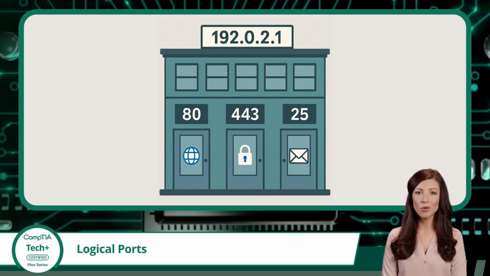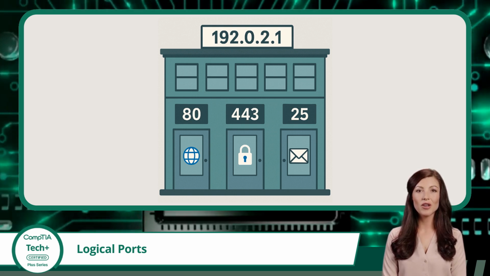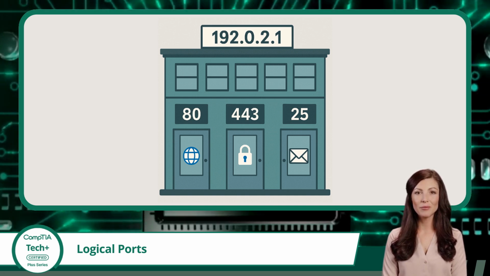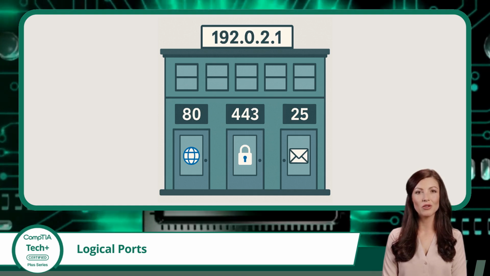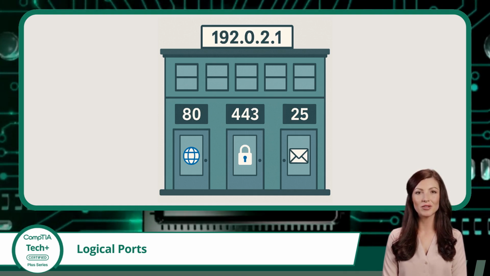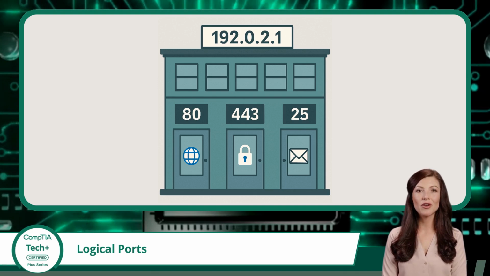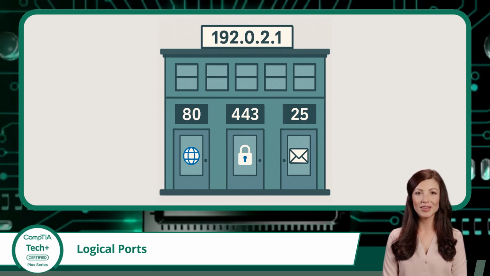For example, port 80 is the room used for regular web browsing with the HTTP protocol. If you're visiting a secure website, that data is sent through port 443, which uses HTTPS. And when you send an email, your message travels out through port 25, which handles outgoing email using the SMTP protocol. By using both the IP address and the port number, your computer can make sure the right data reaches the right place, just like a well-organized office making sure each piece of mail gets to the correct desk.